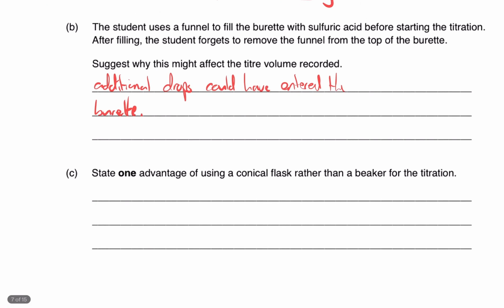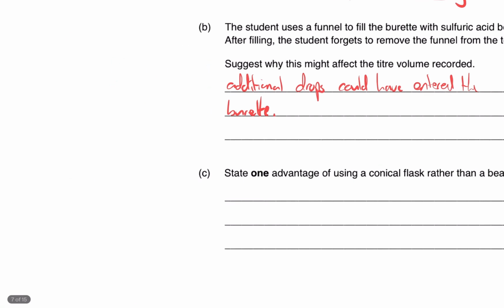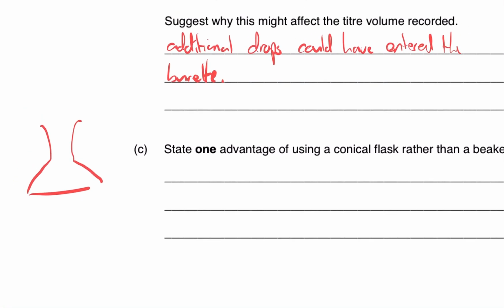C. State one advantage of using a conical flask rather than a beaker for the titration. Very simply, if we think about a beaker, if we're swirling this or if there's drops coming in, splashing is going to be very easy. Whereas with a conical flask, we've got a much more narrow top, which means splashing out or swirling is going to be less risky. So we've got less chance of losing solution.